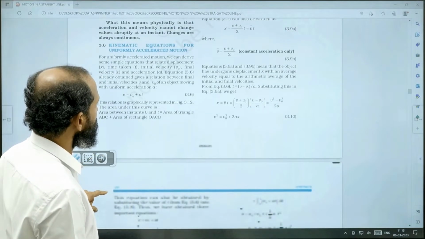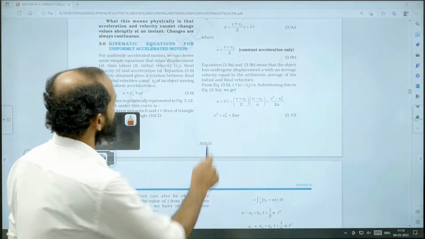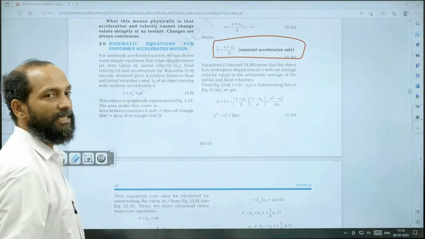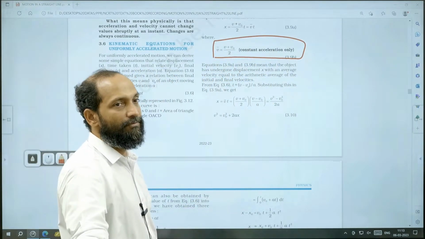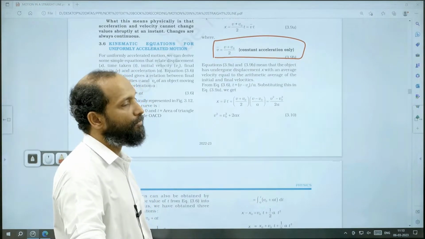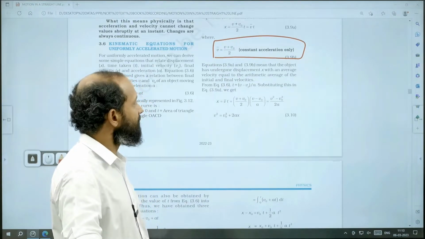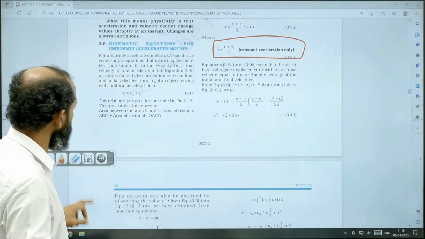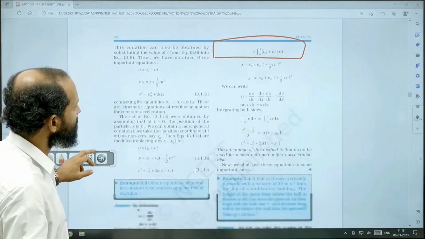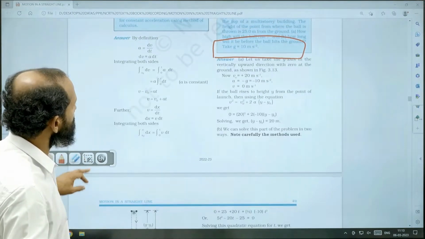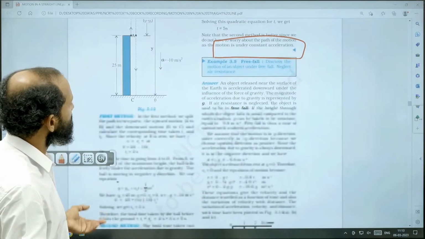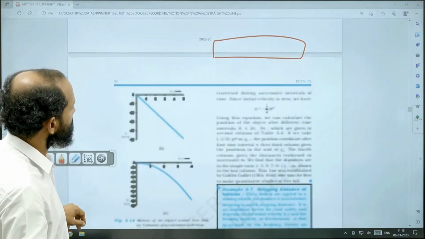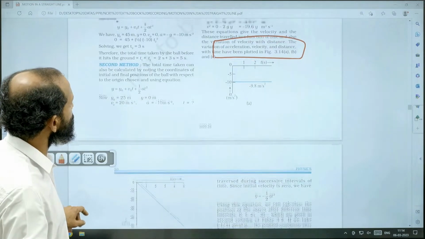Kinematic equations for constant acceleration are written here. This formula is very important. For finding average velocity, we get (V initial plus V final) by 2. That is only for constant acceleration. That is to be noted. I will write down the kinematic equations on the next page, and we will solve a few of the exercises, including motion under gravity. Let me interpret a few more graphs.